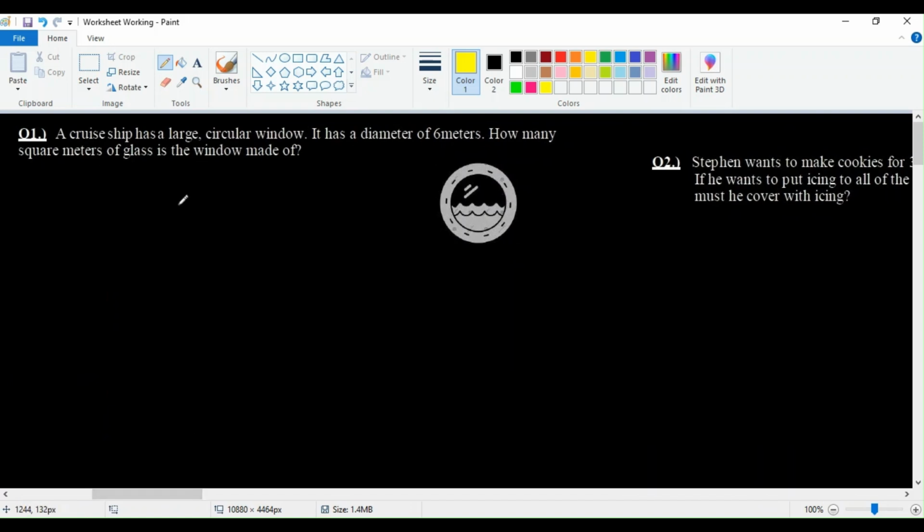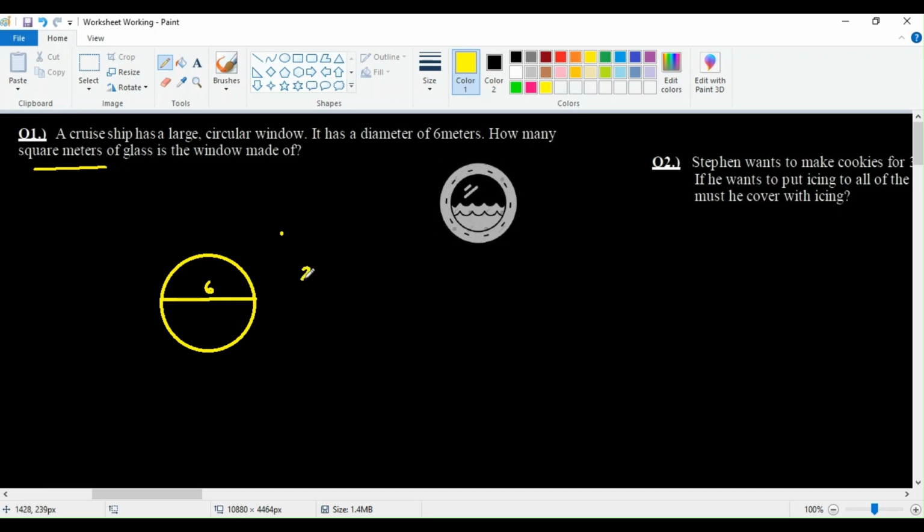So in here, question number one says that a cruise ship has a large circular window. It has a diameter of 6 meters. So, for example, if I draw this circle, something like this, it has a diameter of something like this. In here, the diameter is 6 meters. So we need to find out the area of this.